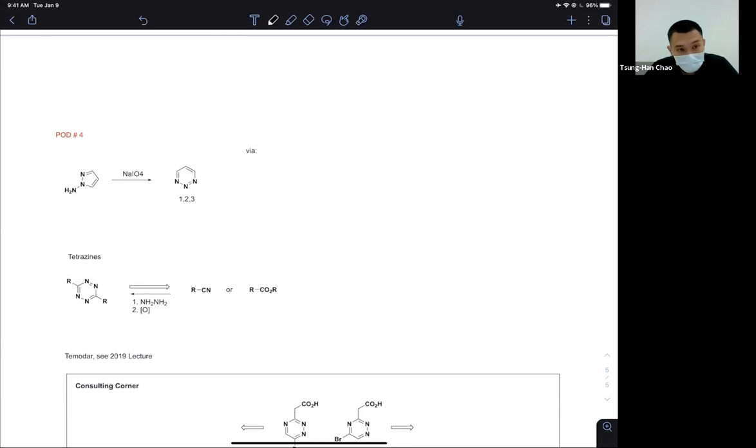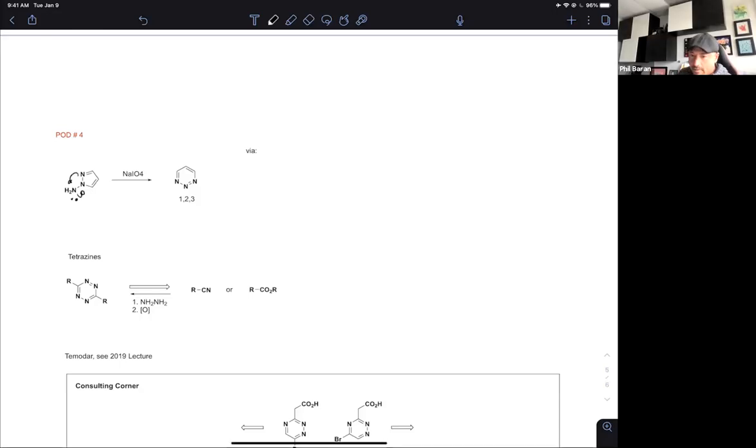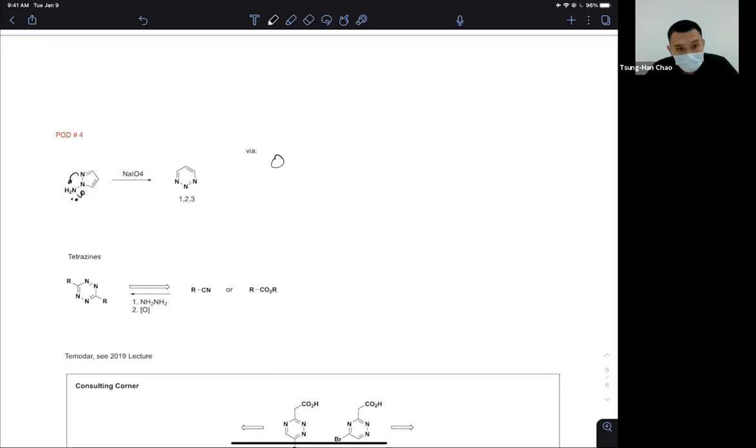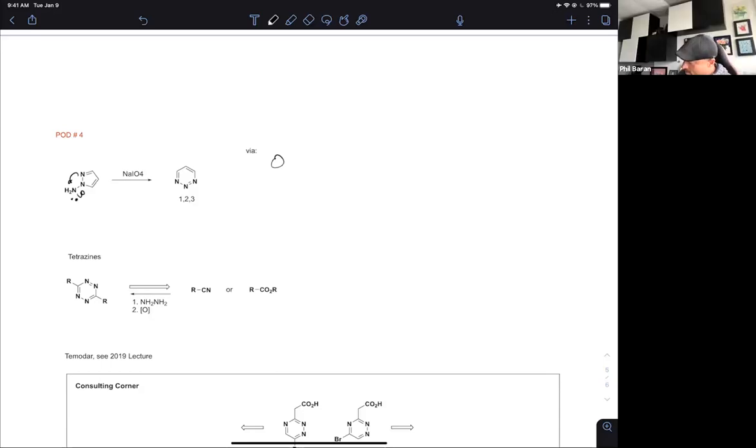I guess you will form a nitrene in this oxidation condition. That was easy. Don't even need to draw anything here. Brilliant, Sunghan. So yeah, you make a nitrene, 1,2 shift, and that's how you make your 1,2,3 triazine. Great. Certainly not going to use an azide to make that. So yeah, that's one of the best ways of making those.